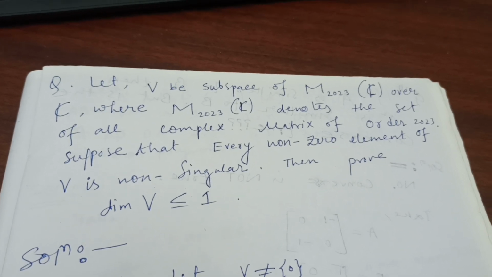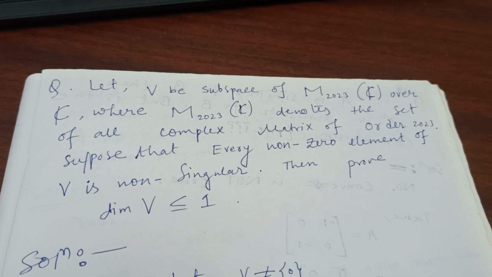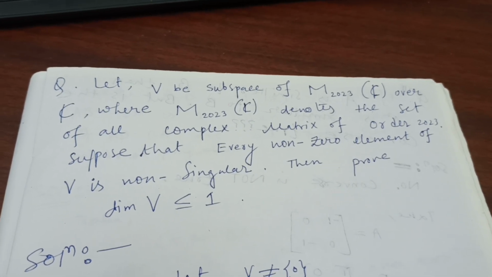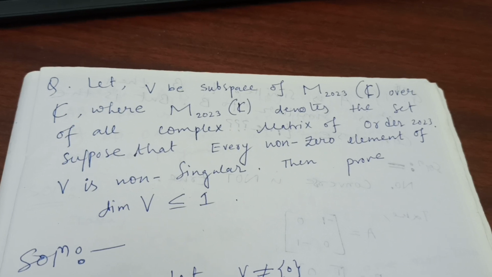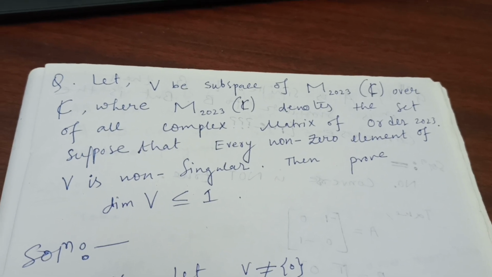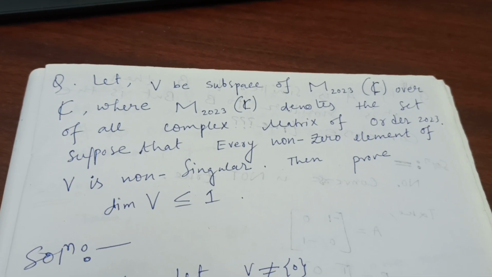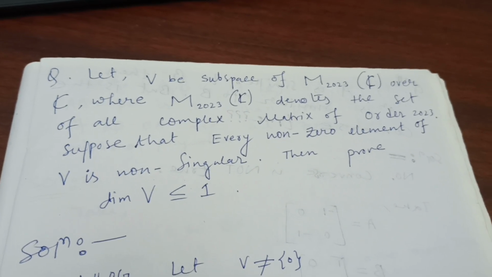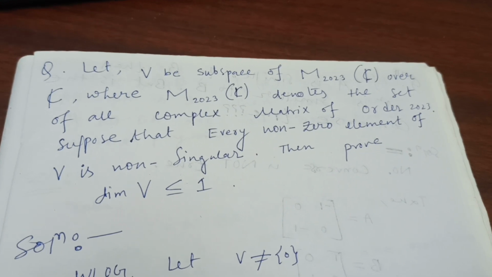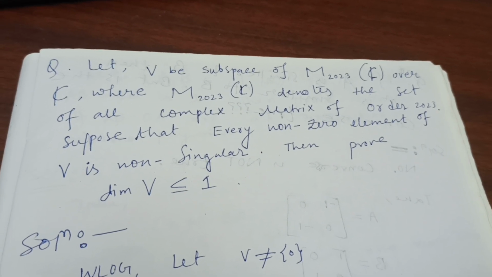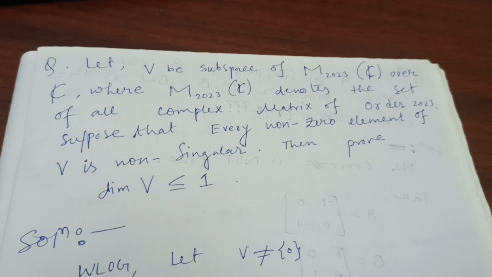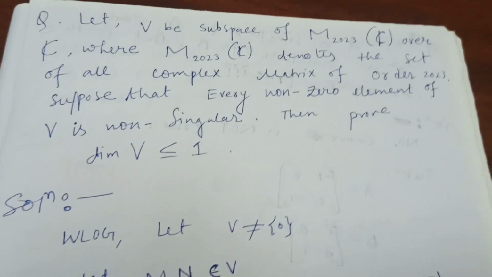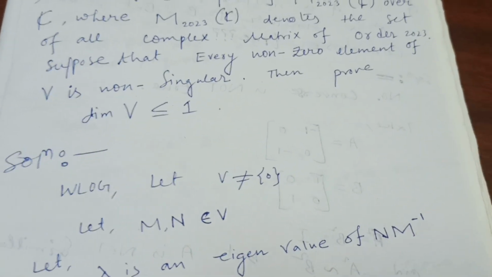Hello. So in this video, I'm going to discuss another linear algebra problem. The question came in 2024 IIT JAM. The question says: let V be a subspace of some vector space over C, whose every non-zero element is non-singular. Then you have to prove that the dimension of V is less than or equal to 1. So here is the question you can see. So let's see the solution.